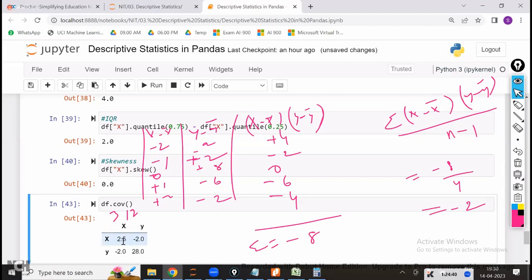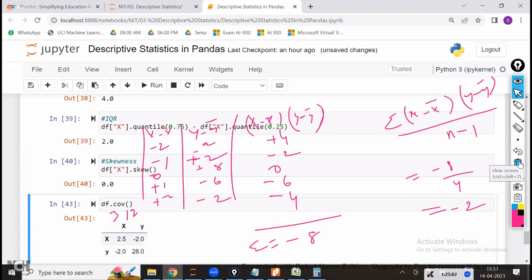So in the matrix, the first value is covariance of X comma X, which is nothing but variance of X. Then covariance of X comma Y. This is covariance of Y comma X. This is covariance of Y comma Y, which is nothing but variance of Y. Is that clear, guys?